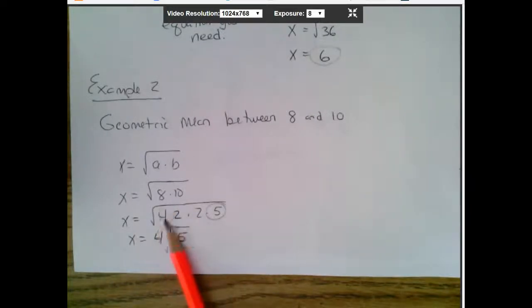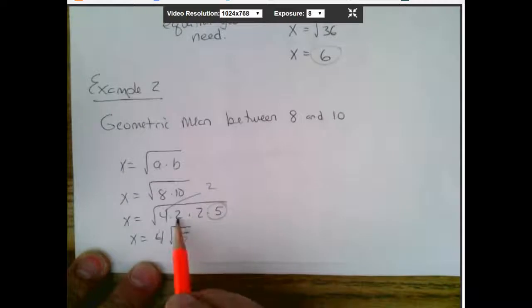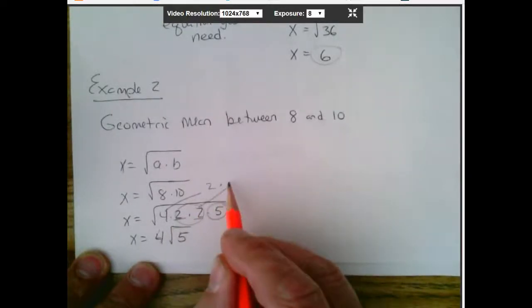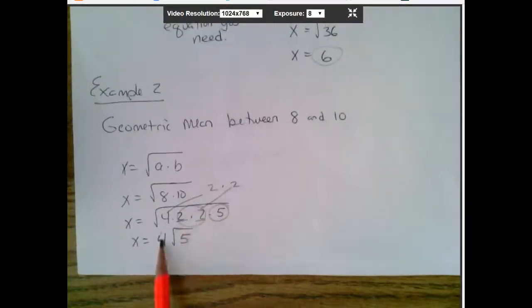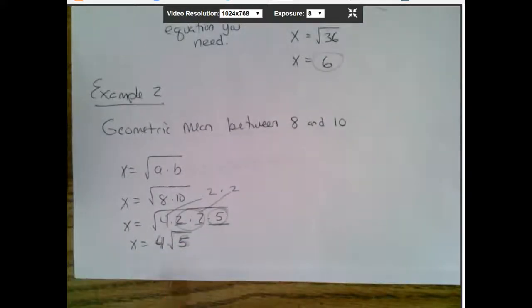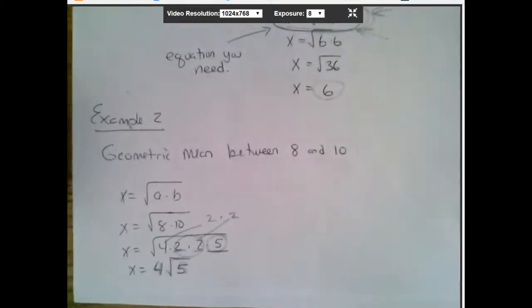4 is a nice perfect square. We're going to pull that out, and it's going to become 2. And then this 2 times 2 is 4. These are going to get pulled out, and they're going to be another 2. So then we have 2 times 2 pulled out, which gives us 4. The only one left is 5, so we have 4 square root of 5. And that would be a good enough answer. You don't necessarily have to do decimals on that. So that's the geometric mean. Let's see though how we can use it with triangles.